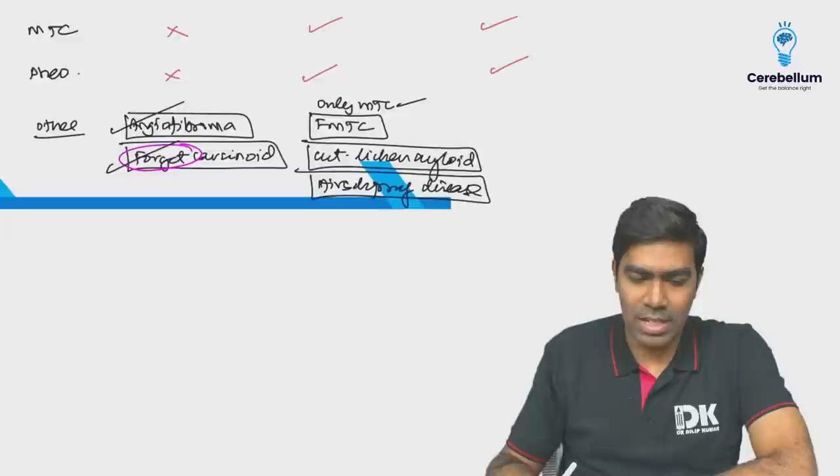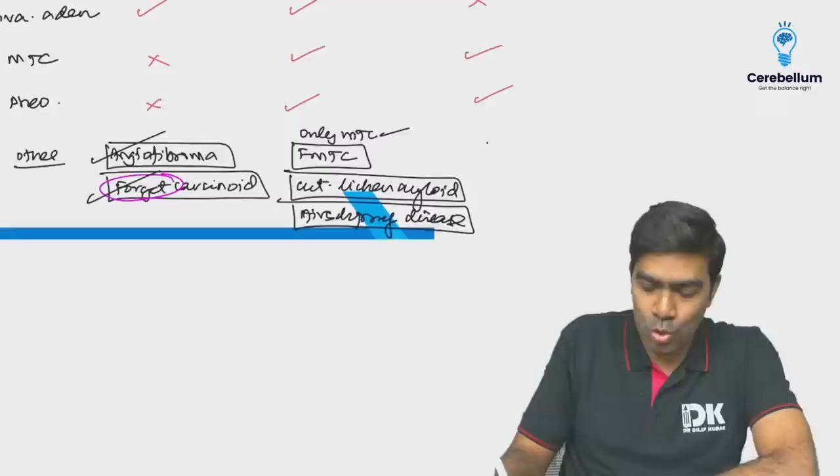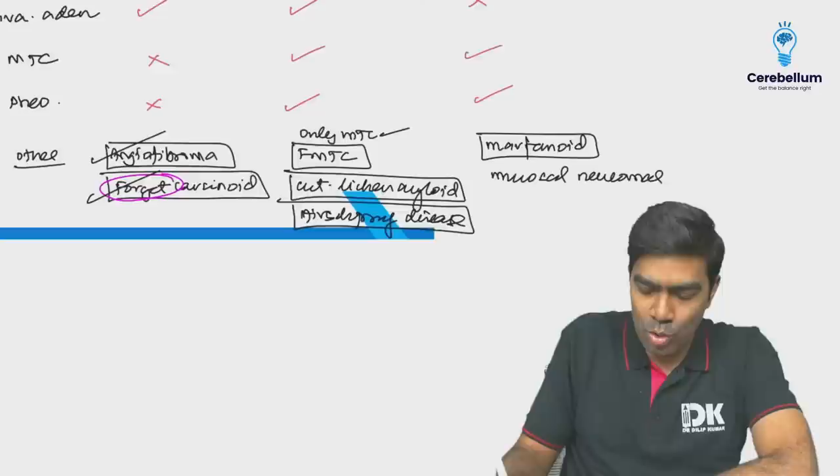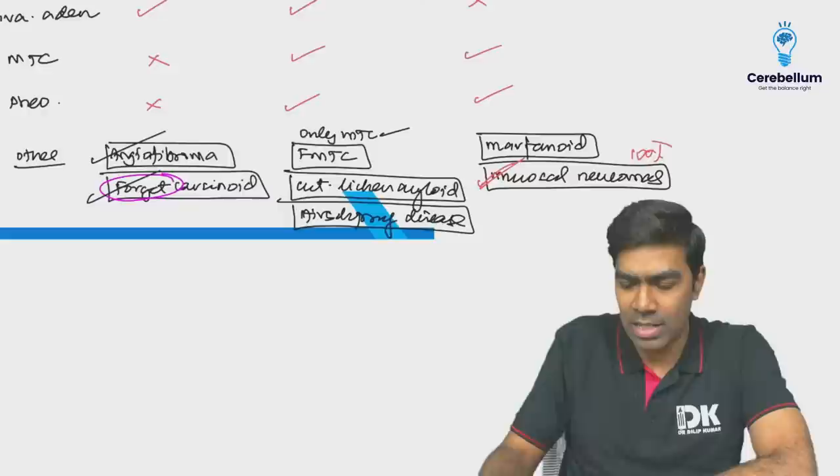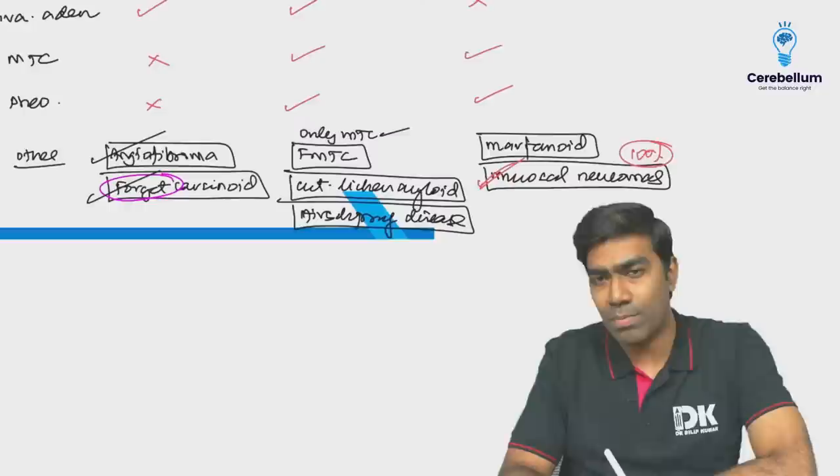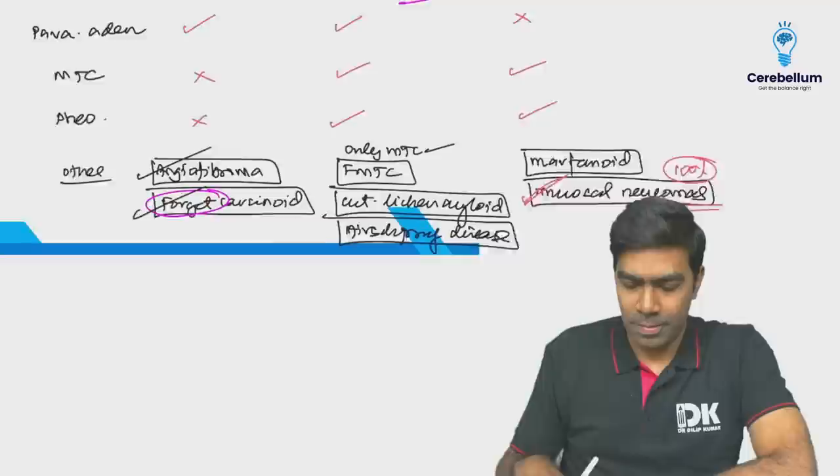And what about MEN2B? MEN2B is associated with two M's, that is marfanoid body habitus and mucosal neuromas. Trust me, the mucosal neuromas are very, very important because this has almost 100% incidence. The most common extra endocrine manifestation of MEN2B is mucosal neuromas. Without this, it's very difficult to diagnose MEN2B in the first place.